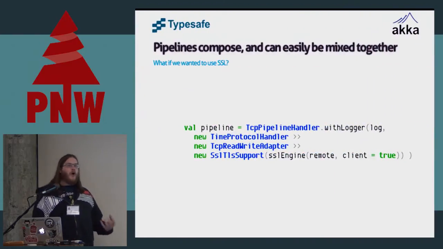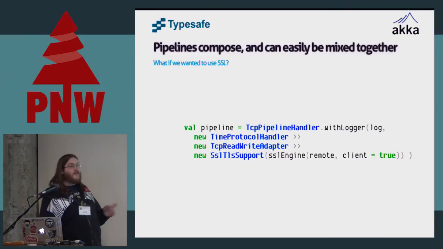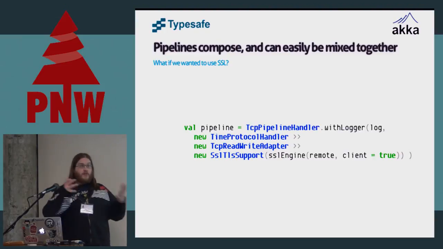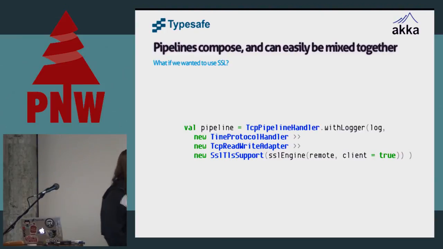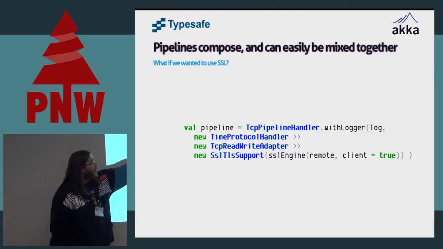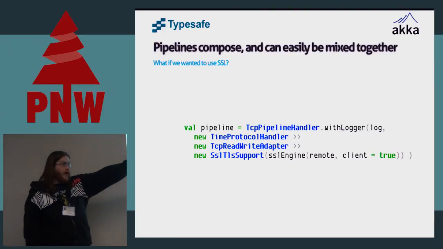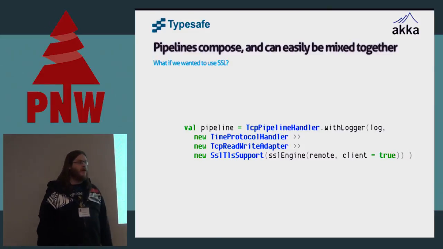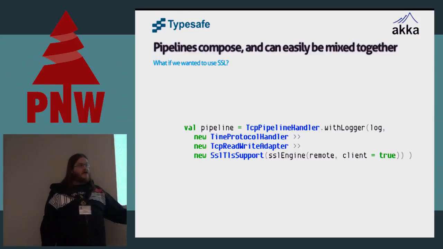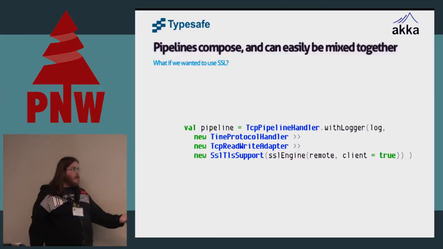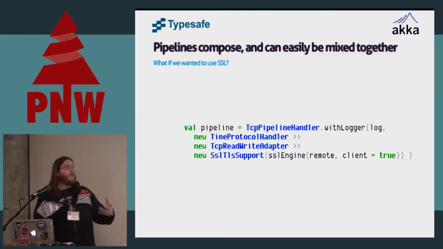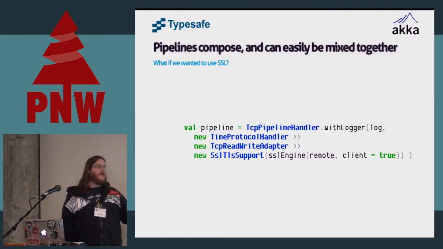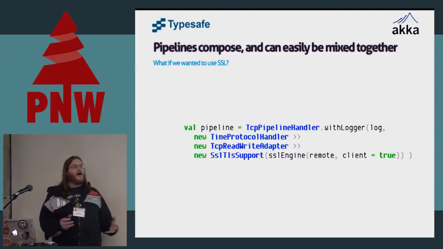So pipelines compose, and this is where it gets interesting. If I want to add SSL support to this protocol, all I have to do is bind with this Chevron operator, say add another stage, which is the SSL TLS support. And now automatically, when I send a message out, it gets written with SSL, and when a message comes in, it gets converted from SSL into raw bytes. I don't have to think about it or worry about this.